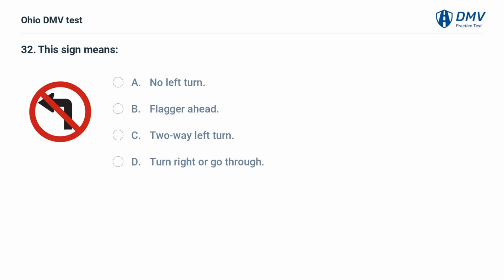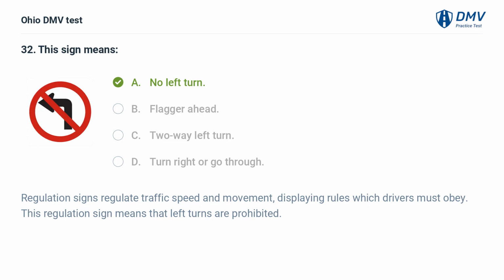This sign means: A. No left turn. B. Flagger ahead. C. Two-way left turn. D. Turn right or go through. A. No left turn. Regulation signs regulate traffic speed and movement, displaying rules which drivers must obey. This regulation sign means that left turns are prohibited.